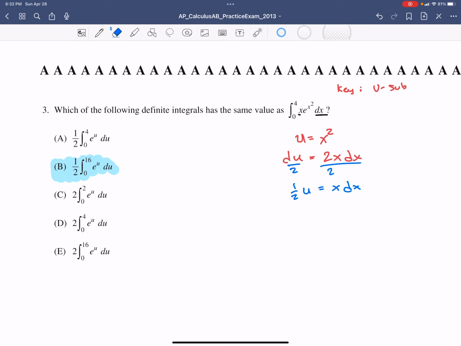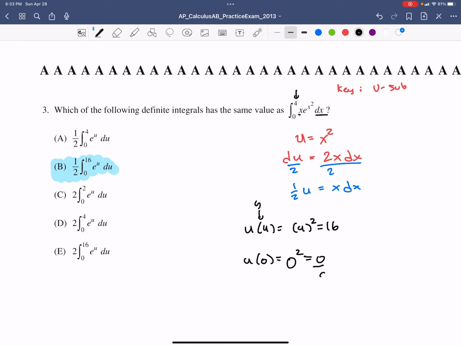The reason is because when you do u sub, you gotta change the limits of integration. So you're gonna plug the limits into u. u of 4 is equal to 4 to the power of 2, which is 16. So that's your new b, and then your new a is gonna be u of 0, 0 to the power of 2, which is 0. So my new limits of integration are from 0 to 16. So it's the integral from 0 to 16 of e to the power of u du, but we have that 1/2 in the front. Alright, and that's going to be my answer for b. So don't forget to change the limits of integration, otherwise you're going to get the answer wrong.